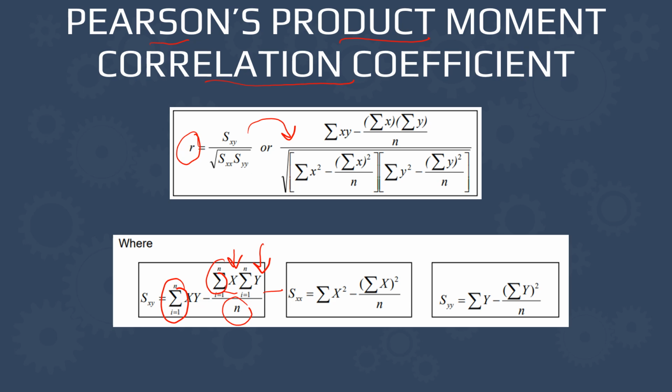We can also obtain the value of Pearson product moment correlation coefficient simply by using a calculator straight away, or by using statistical software such as SPSS, or Excel, or you can manually calculate, providing the working and the calculation.